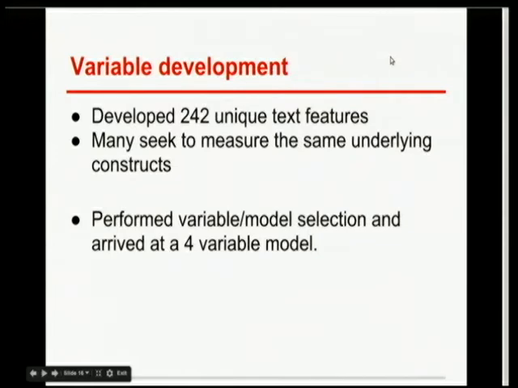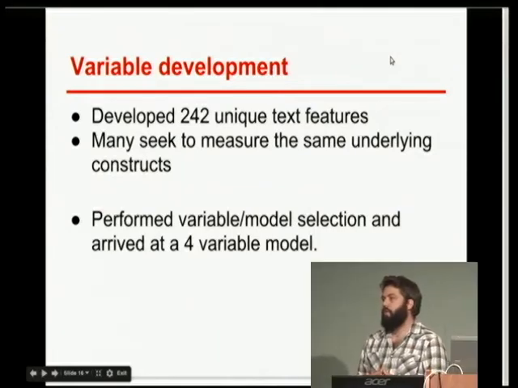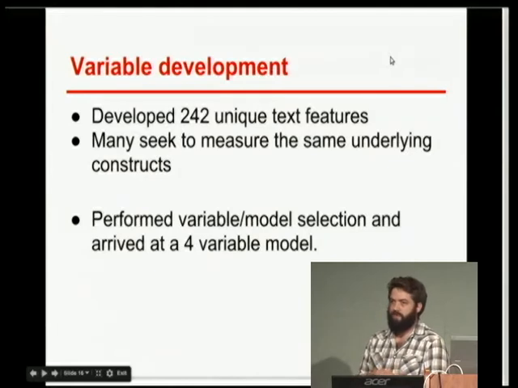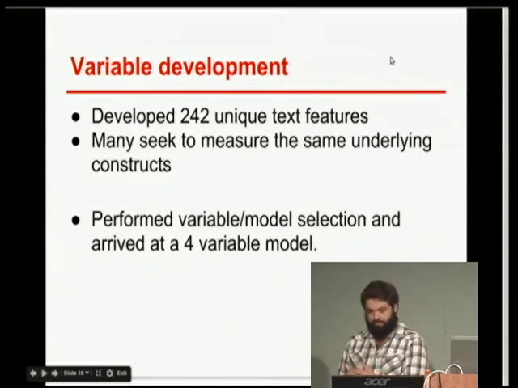So I'd love to talk more about all of the variables, but we have limited time. I can tell you that using these principles, we ended up with 242 unique text features. Many of them are trying to measure the same constructs. It's not like 200 constructs. Maybe it's like 8 to 10 constructs that we want to try to measure, and we have a lot of different ways to measure them.